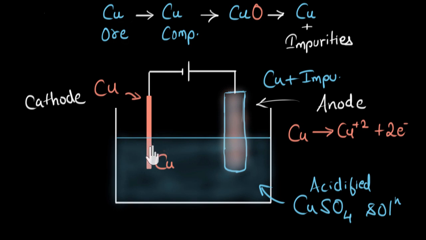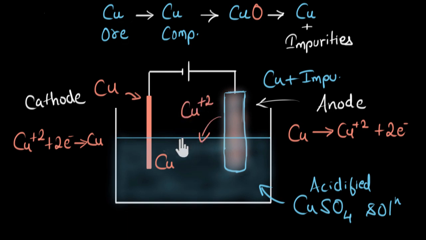So the reaction that happens at cathode is copper plus 2 ions take 2 electrons and then they convert to pure copper atom. And these atoms get deposited over here. So in time, all the copper atoms from the anode will jump into the solution as copper ions. And these ions will get converted to copper atoms and they will stick to this pure cathode.